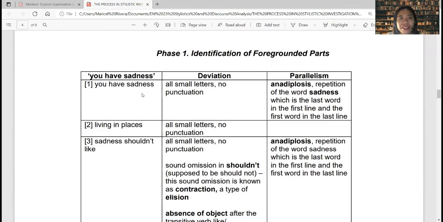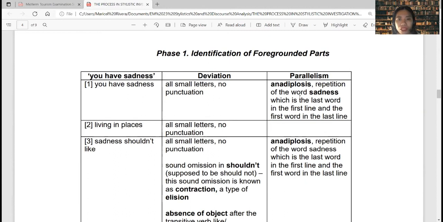So you have sadness, all small letters. There is no punctuation, because according to the conventions, if you start writing, the first letter should always be in capital letter, but it's all small letters, no punctuation. So this is a deviation.